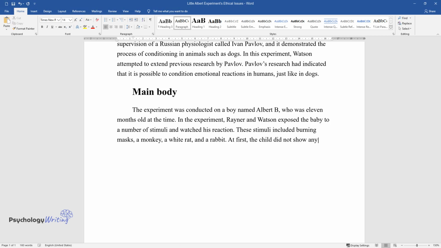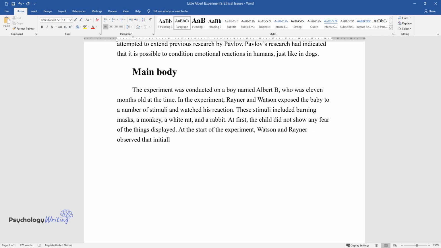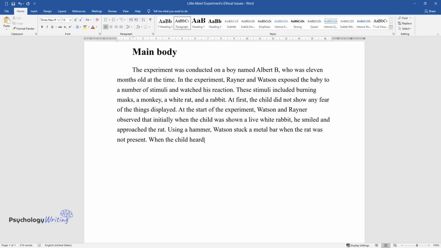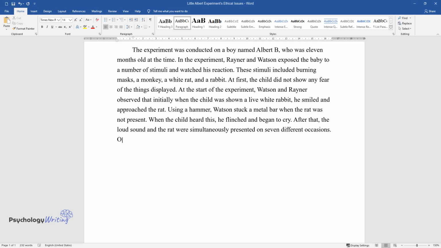At first, the child did not show any fear of the things displayed. At the start of the experiment, Watson and Rayner observed that initially when the child was shown a live white rat, he smiled and approached it. Using a hammer, Watson struck a metal bar when the rat was not present. When the child heard this, he flinched and began to cry. After that, the loud sound and the rat were simultaneously presented on 7 different occasions.